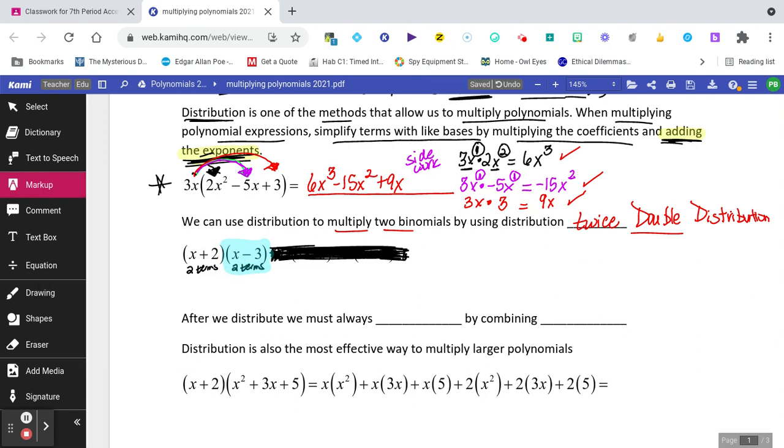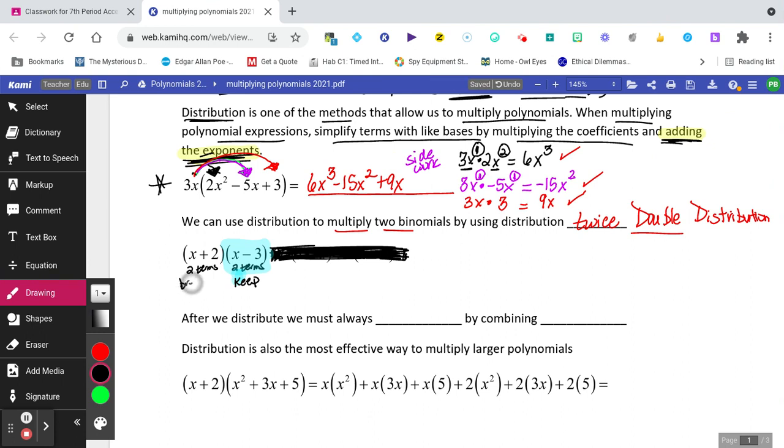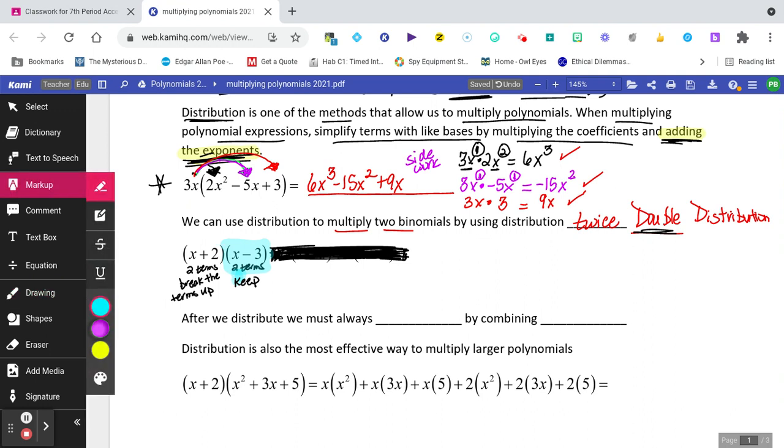So I keep them together. Not going to break them up. For this parentheses that I didn't highlight, I'm going to break the terms up. That's going to allow me to distribute not once, but twice, okay? So when I break the terms up, I have two terms in here. I have the term x, or 1x, and the term positive 2. Those are my two terms.